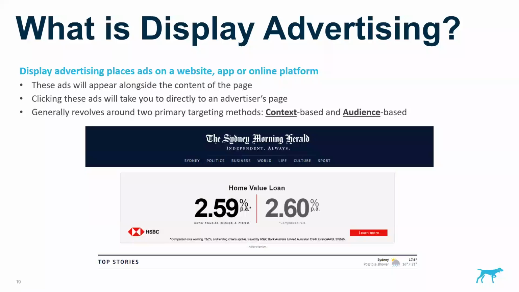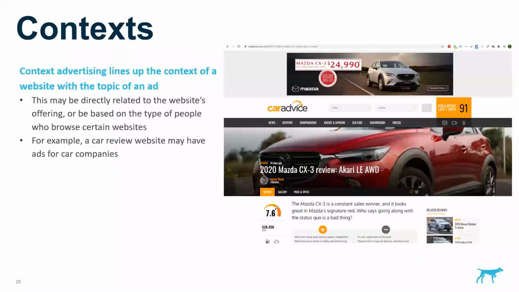So context-based, we're looking at lining up the context of a website with the topic of an ad. This could be directly related to the website's offering, or be based on the type of people who browse certain websites. The example on the right here is caradvice.com.au. I've navigated to the review for the Mazda CX-3. Then at the top, it's matched that up with an ad for a Mazda CX-3.